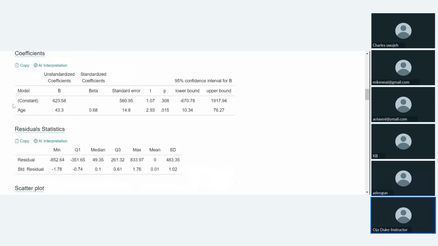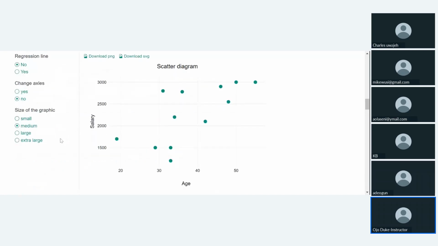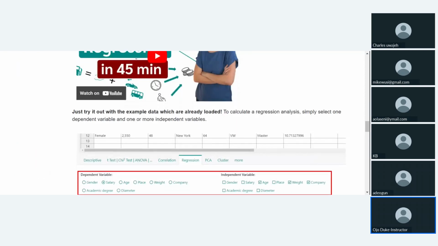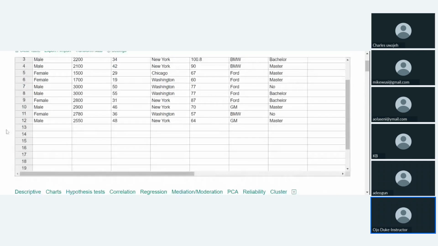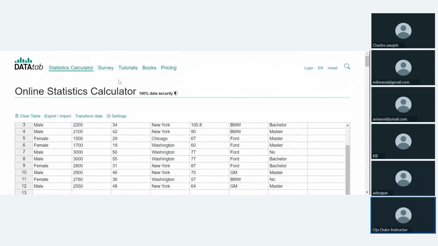I will explain more using the example later on in R. So this is the model. This is the constant. I'm expecting to see a plot. So there appears to be a positive relationship. Look at it. Older persons are earning more. But that is not always the case, but you can see that the general relationship is sort of positive. Find some time and walk around this particular online statistics calculator. I'll share the link with you in the description.